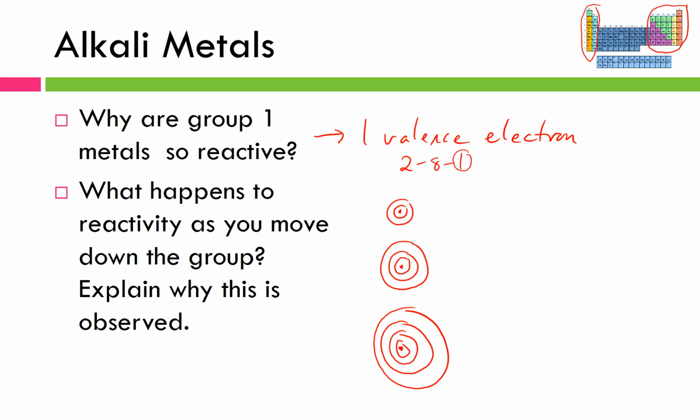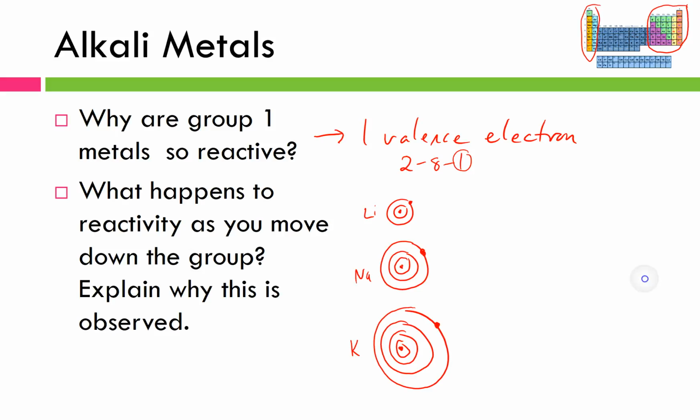The reason reactivity changes down the group is because you end up with different distances between the valence electron and the nucleus. So we've got lithium, we've got sodium, and we have potassium. I'll just leave it at those three. In all cases, your valence electron is in the outermost shell, and there's just one of them.